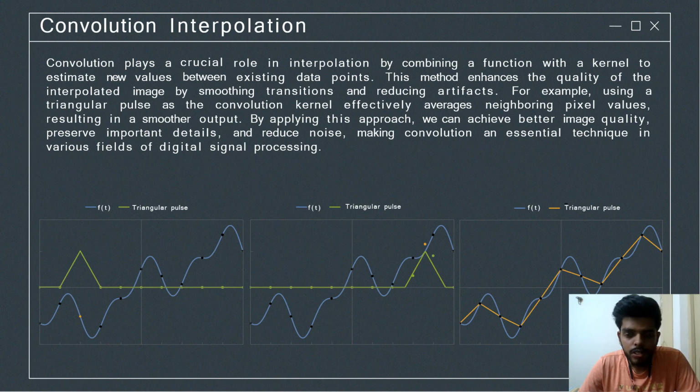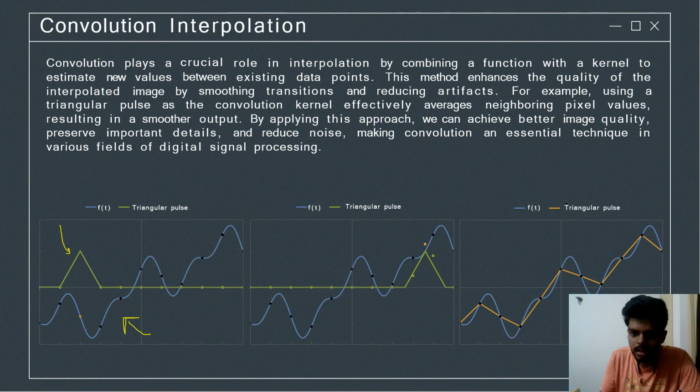Okay. Convolution interpolation. Here what happens is, let's say we are given our original pixel points that is shown as the blue curve, right? So we will use a kernel, or a set of pixels, and we will traverse it over the image and generate an interpolated curve and get the interpolated values in between the true values.